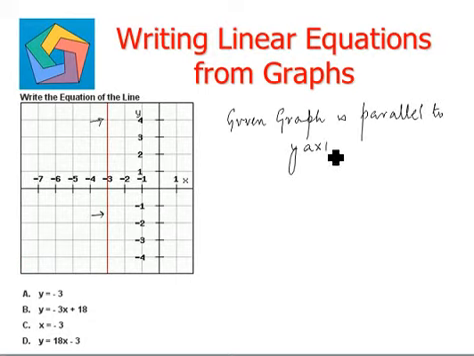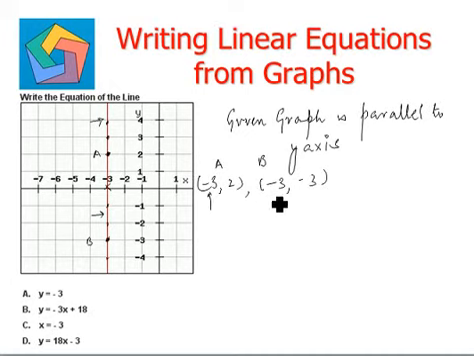Now we see that the value of y is changing while the value of x is the same, that is negative 3, at all points. If we take this point, say point A, it is negative 3 comma 2. If I take point B over here, it is negative 3 comma negative 3. So we say that the value of x is not changing.